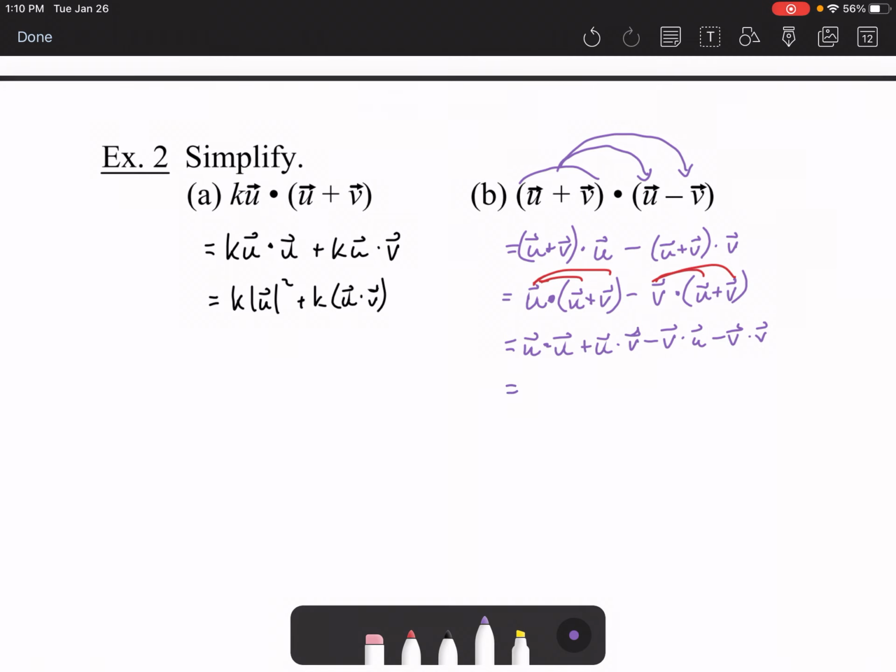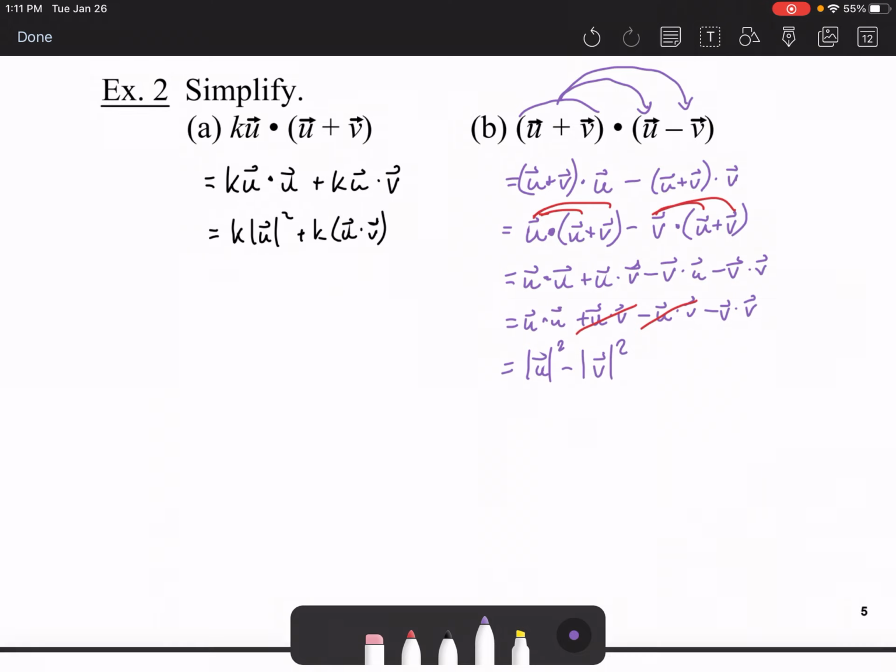Well, again, what we can do is rearrange. So I'm going to rearrange the u dot v here. Well, u dot u can be written as the magnitude of u squared. These two expressions are the same value. We can cancel them out. We can subtract the magnitude of v squared. And there we go. We can simplify this expression.